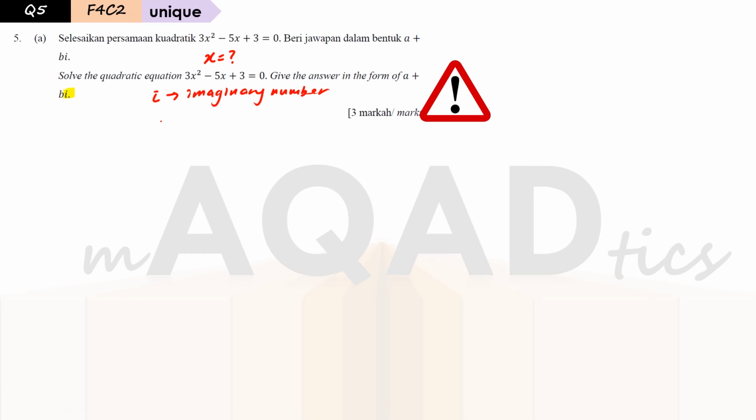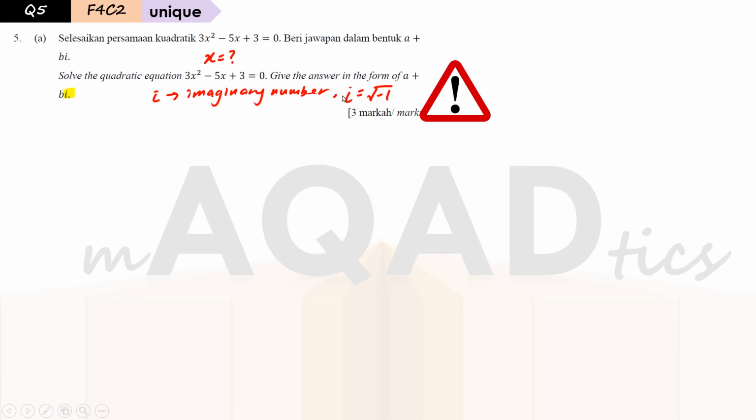And this i also has its own value. Okay, so i here is also square root of minus 1, right? So we know that the value of the square root cannot be negative, otherwise it will produce an error. But this one, we can also change it to i.